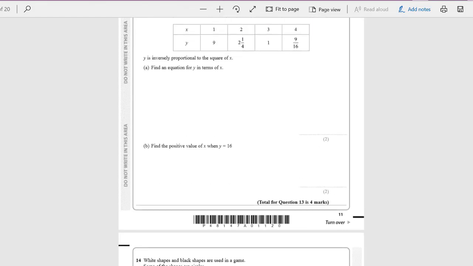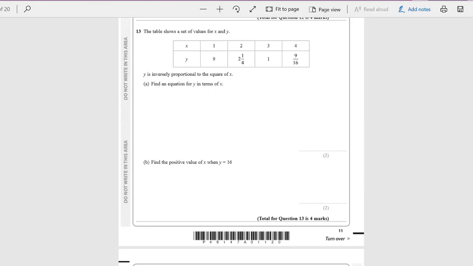Okay, question 13. So the table shows a set of values for x and y. Here's your x, here's your y. y is inversely proportional to the square of x. Find an equation for y in terms of x.